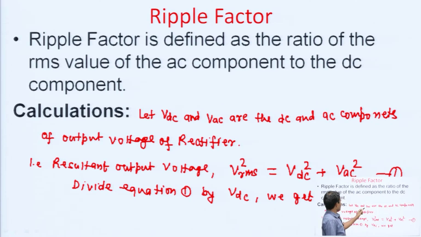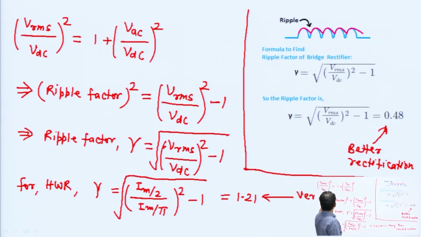Let Vdc and Vac be the DC and AC components of the output voltage of any rectifier. Then the resultant output voltage is given by Vrms² = Vdc² + Vac², mathematically. Now we need to divide both sides by Vdc², and then we get (Vrms/Vdc)² = 1 + (Vac/Vdc)².